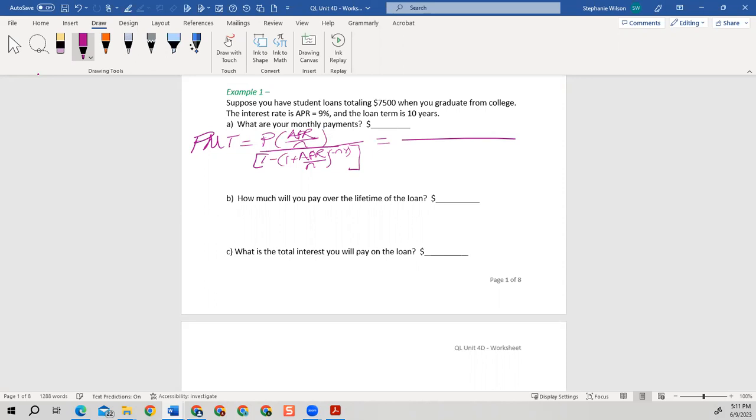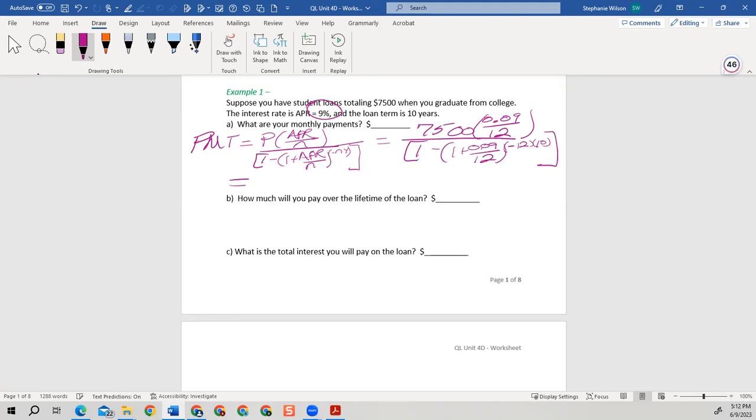We know that the student loan is $7,500. And the interest on it, we're going to write in decimal form as 0.09, which is 9%. We're going to make monthly payments, so N is 12. We have 1 minus, then 1 plus that fraction. We're going to raise it to a negative, and then the N is 12 months times the 10-year period.